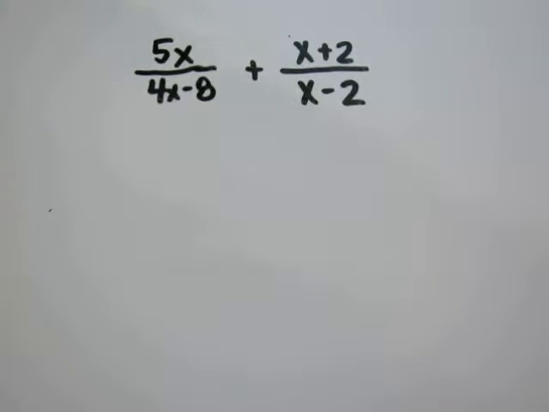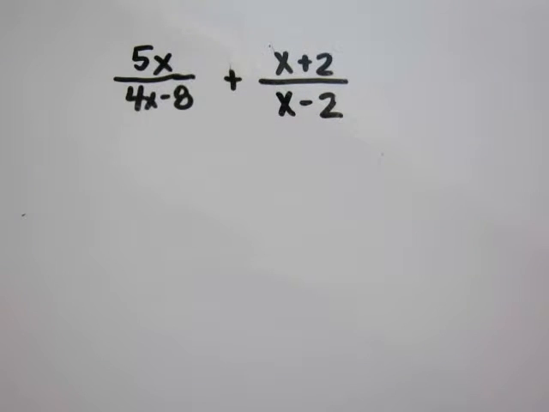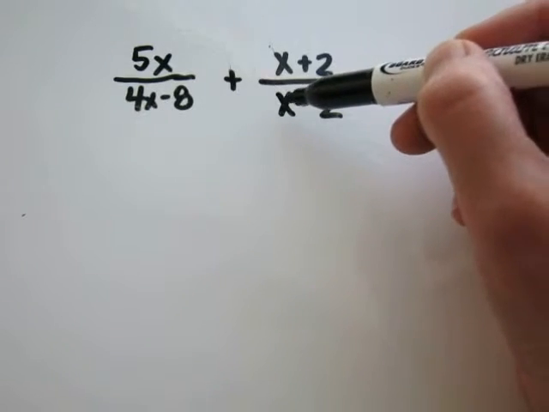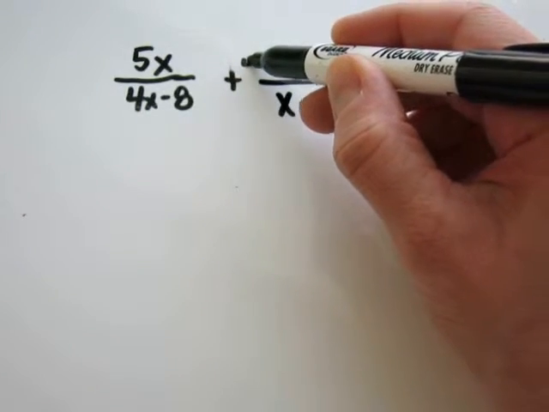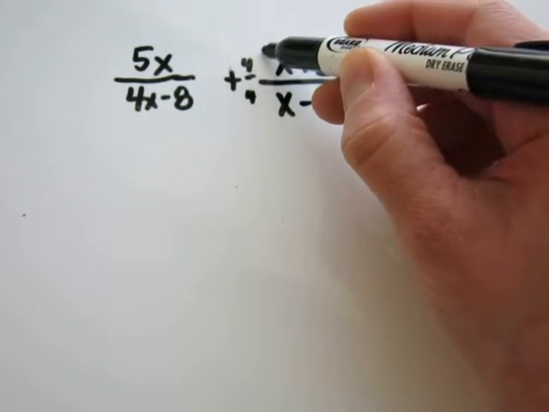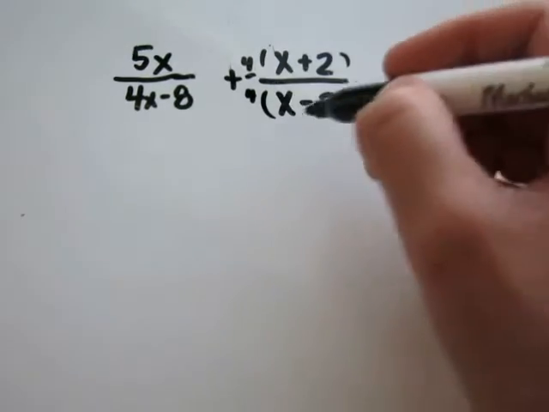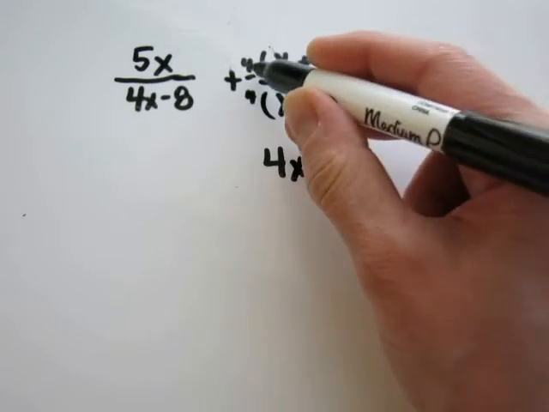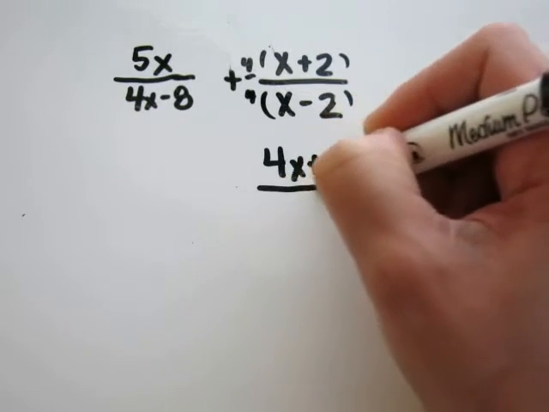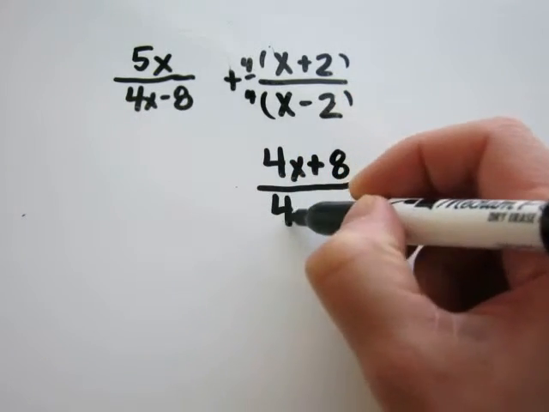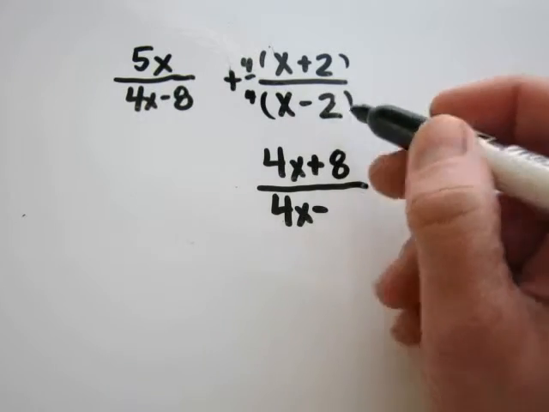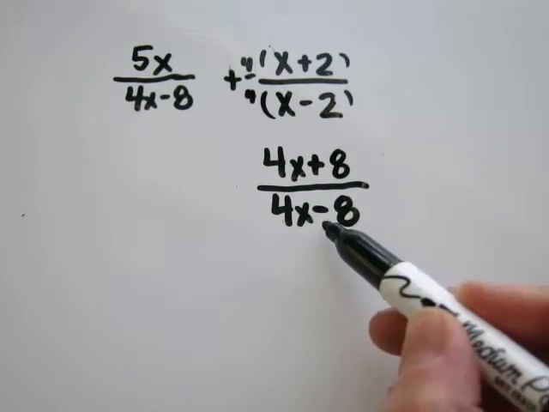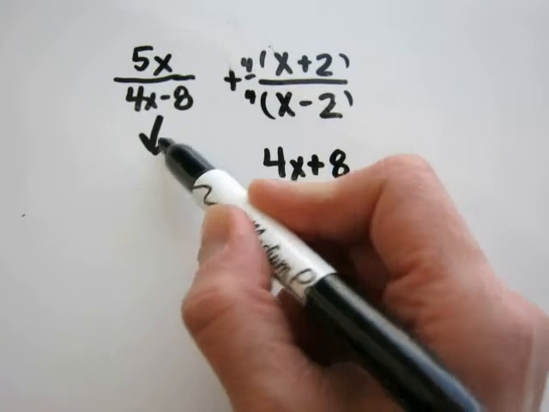Problem 11: 5x over 4x minus 8 plus x plus 2 over x minus 2. First step will be the common denominator. I'm definitely going to need a 4x, so I'll have to multiply 4 over 4 times this side. 4 times x is 4x. 4 times 2 is 8. 4 times x is 4x. 4 times 2 is 8. We've got our common denominator. I'll just carry this down.